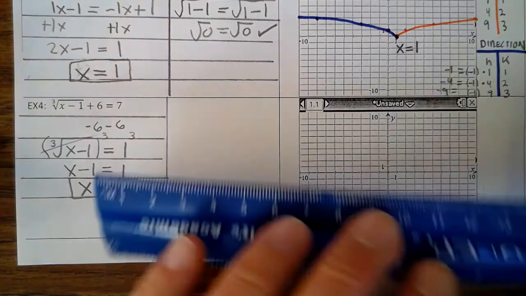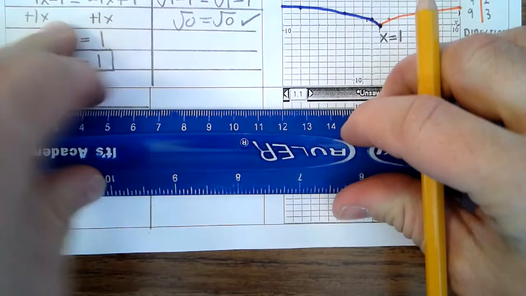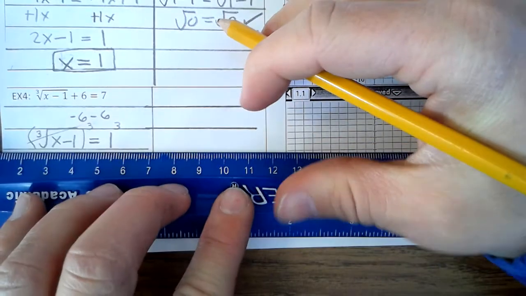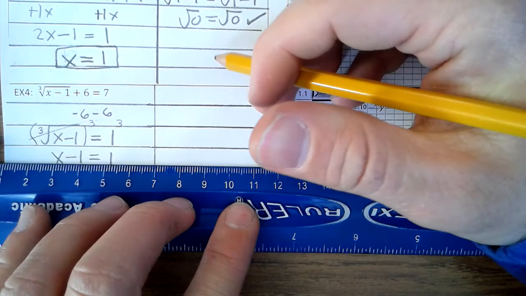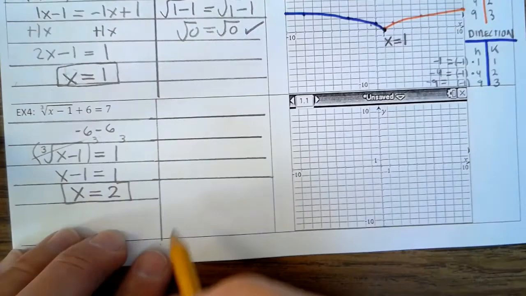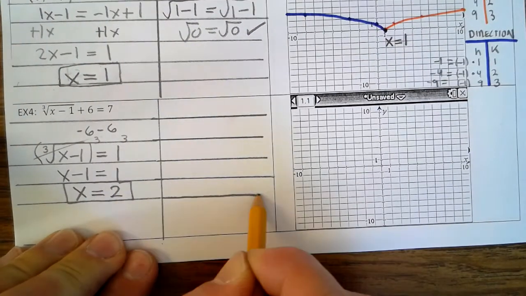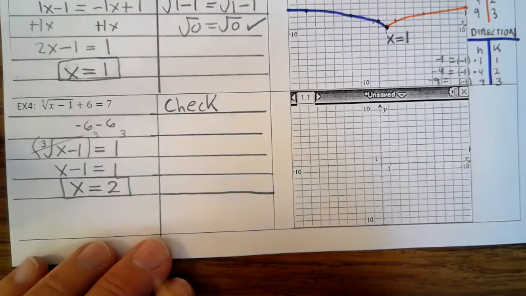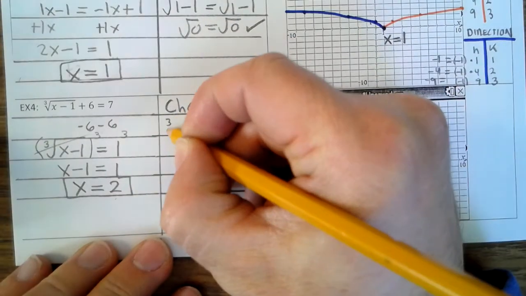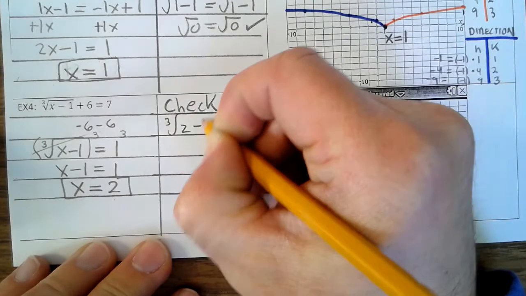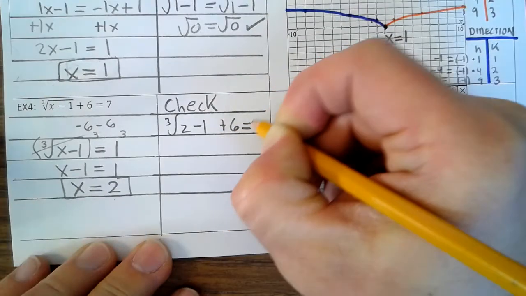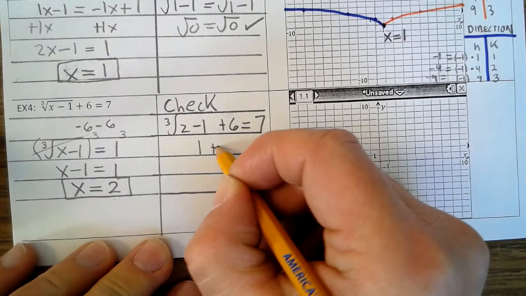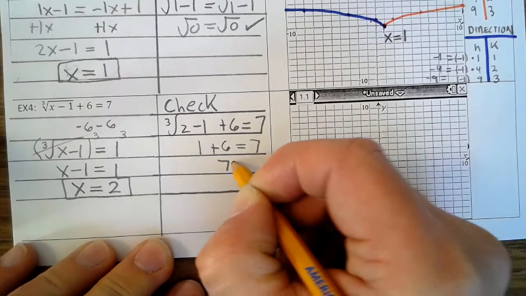I don't know why I didn't put lines here, but I can do that quickly. All right, so let's check. We substitute 2 in, so that's the cube root of 2 minus 1 plus 6 equals 7. Well, 2 minus 1 is 1. The cube root of 1 is 1. 1 plus 6 is 7, and 7 equals 7, so it checks.